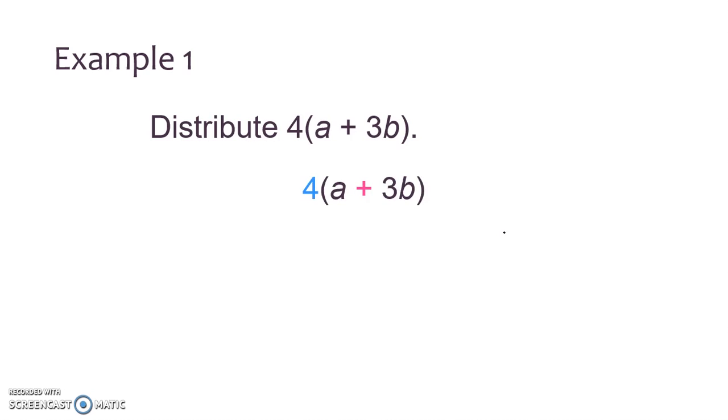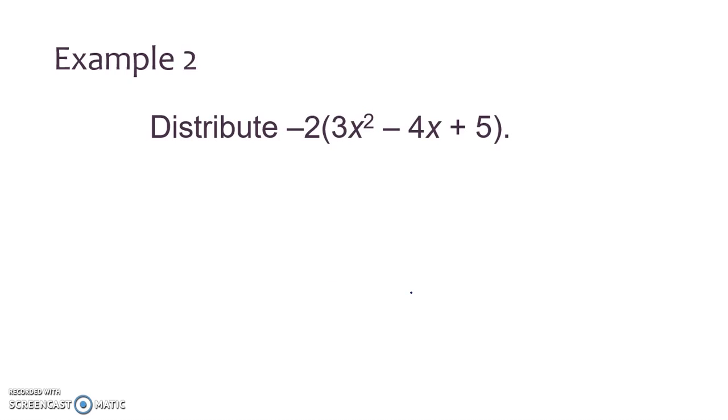So example 1 says distribute 4 times the quantity a plus 3b. So we have the 4 and we have a plus sign there in the center. So we're going to distribute our 4 times the a plus our 4 times the 3b. Then we'll go ahead and multiply. So 4 times a is just 4a, and 4 times 3b, well, 4 times 3 is 12. So once we've distributed, it's 4a plus 12b.